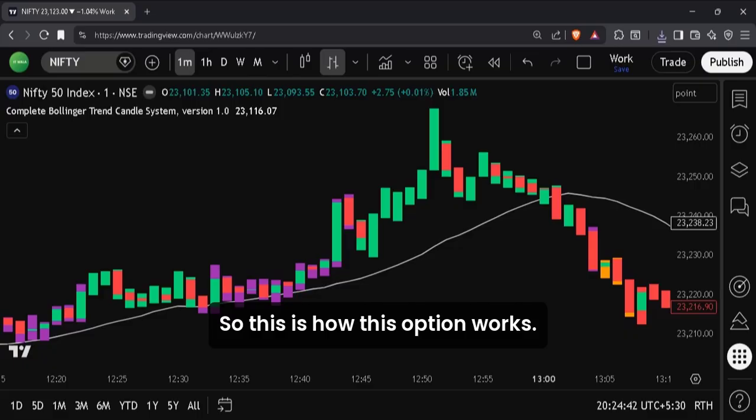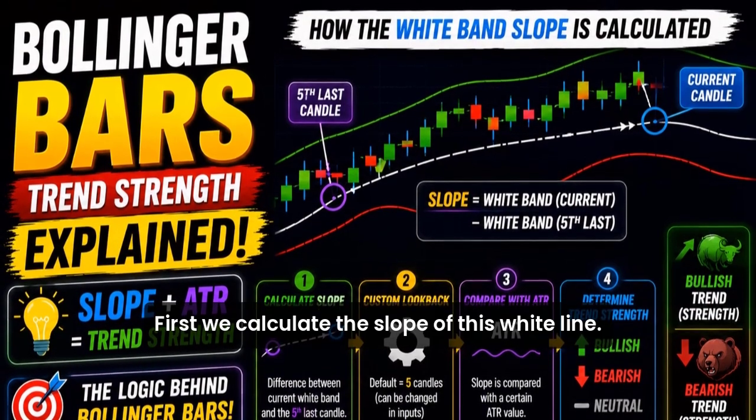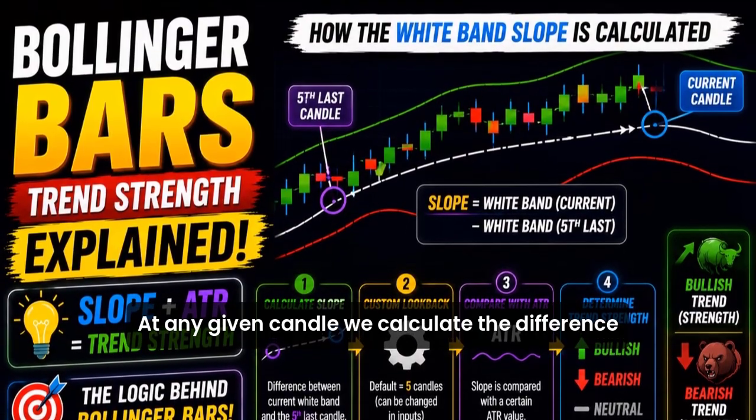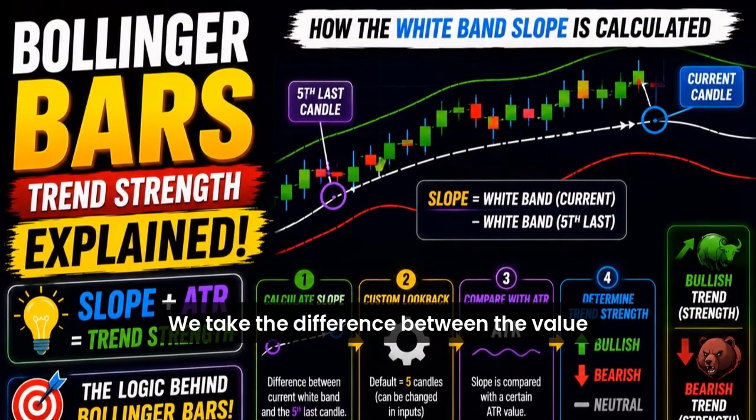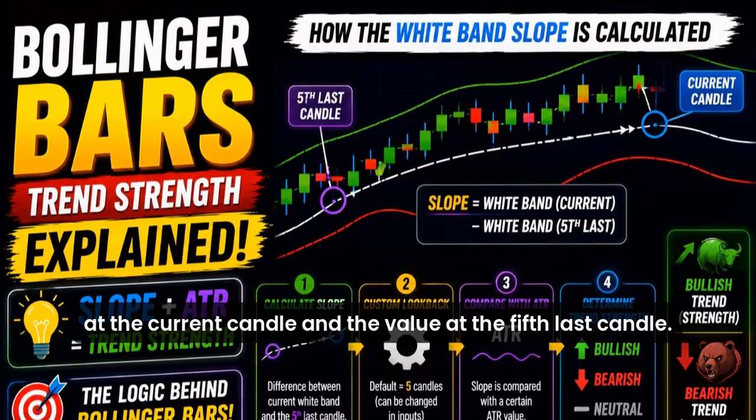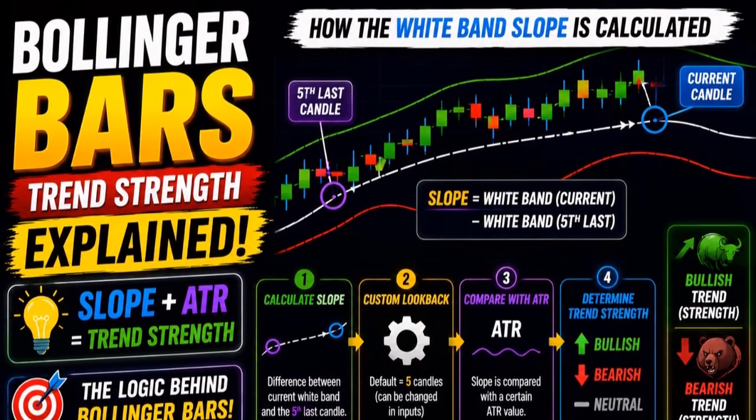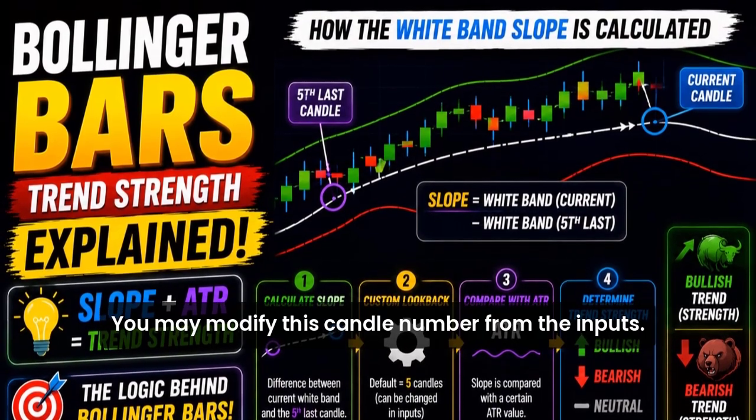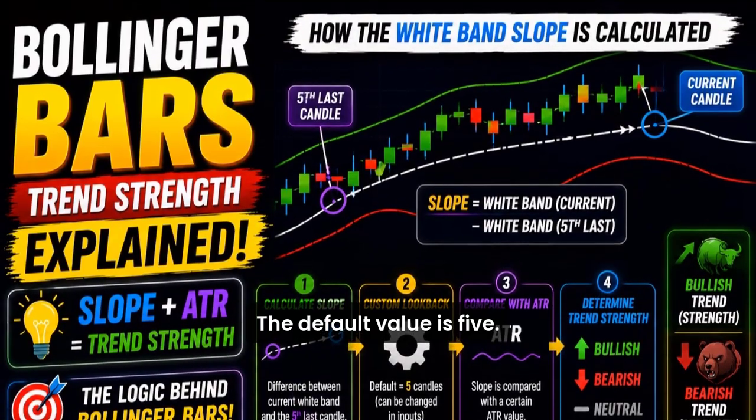So this is how this option works. First, we calculate the slope of this white line. At any given candle, we calculate the difference in the values of this white line. We take the difference between the value at the current candle and the value at the 5th last candle. But why the 5th candle? There is no hard and fast rule here. You may modify this candle number from the inputs. The default value is 5.